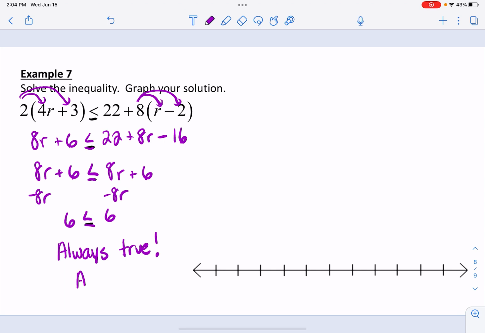So this solution is all real numbers. This symbol for that is an R with 2, basically stalks. So if I were to graph that, any real number is going to make that true.